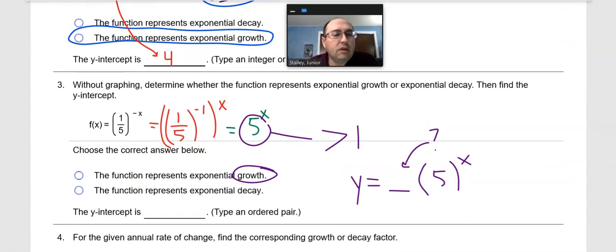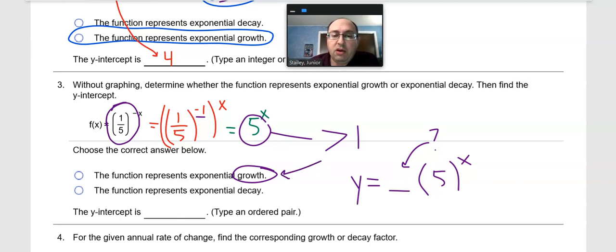Question 3. Now, there's a little bit of a trick to this one. We talked in previous chapters about how anything raised to the negative first exponent causes the base to flip over. So instead of 1/5, it's 5 over 1. And 5 over 1, well, hey, guess what? That's greater than 1. Therefore, that's exponential growth.